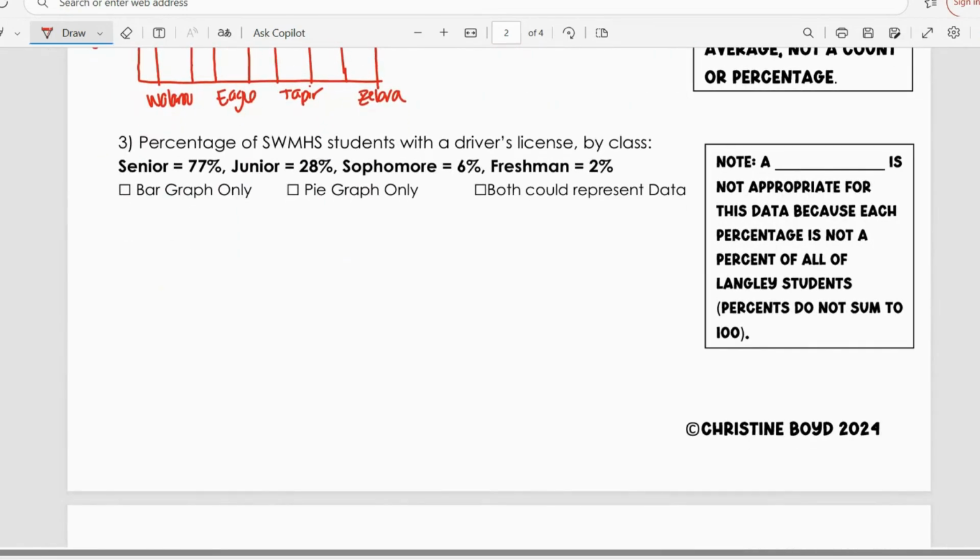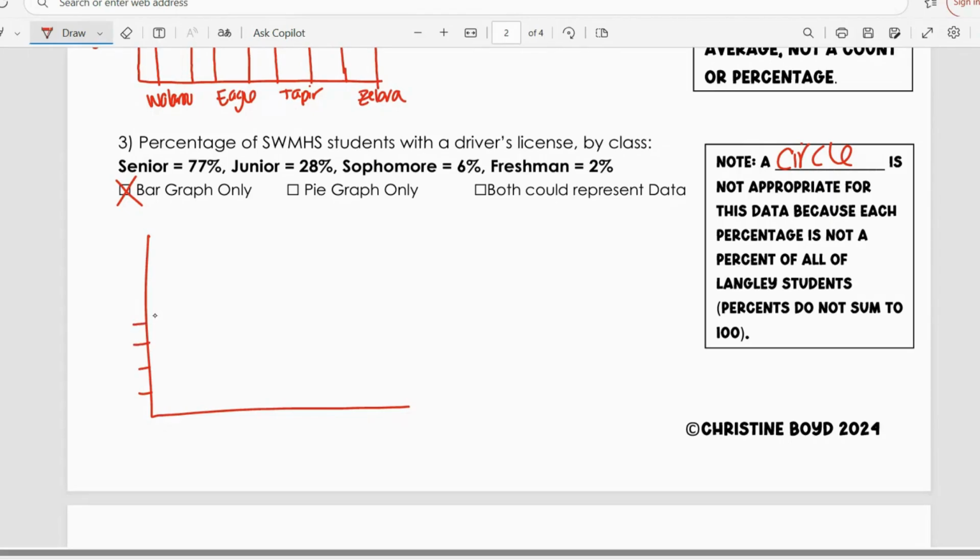Number 3 is a little bit confusing because it says percentages, but if you look at all these percentages, they're relative to their grade. They're not relative to the entire school. If they were relative to the entire school, then they should total 100%, but they're relative to each grade. So even though you see percentages, we are not going to be able to make a circle graph.